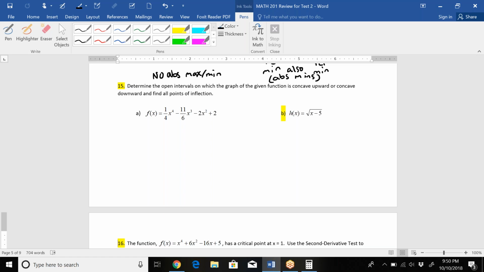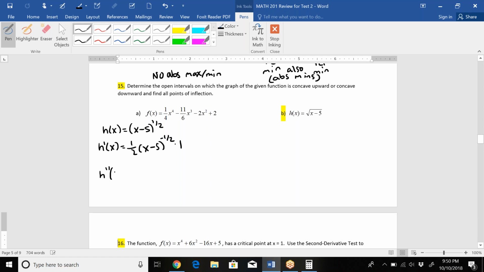So that means we need two derivatives, because to do concavity you need a second derivative. So we need to take the first derivative of h of x, which I'm going to rewrite as (x minus 5) to the 1/2. So h prime of x would be 1/2 times (x minus 5) to the -1/2, because we subtract a power, and we chain along the inside derivative, but the inside derivative is 1, so it doesn't matter here, but you can times the 1 if you need to.